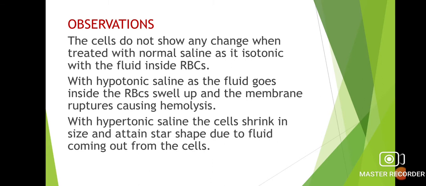With hypotonic saline, the concentration outside the RBC is lower than inside, so the fluid will move inside, so there will be swelling of the RBC and the membrane will rupture, causing hemolysis of the RBCs. With hypertonic saline, the cells shrink in size and attain a star shape due to fluid coming out from the cell.